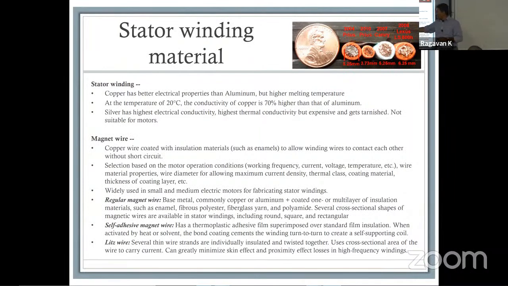So in terms of small and medium motors, you can have regular magnet wires, you can have self-adhesive magnet wire, or you can have Litz wire. If you look at the specific design of these three wires, the regular magnet wire has a base metal. It usually is going to be copper or aluminum and is coated with a single or multiple layers of insulation. The number of layers you're selecting is a function of what separation and what voltage you are going to apply specifically to your motor.